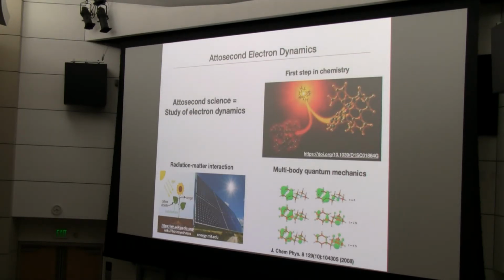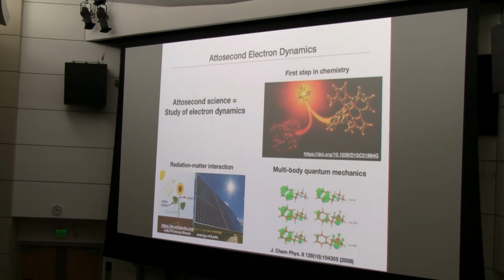So why is this important? Well, I've told you, attosecond science is the study of electron dynamics, and the reason we should care, there are several reasons. Are there any chemists here? Anyone who identifies as a chemist? No, great. So this is a statement that if you're in a room with chemists, you have to put a lot of qualifiers before this statement. But it is the first step in chemistry.